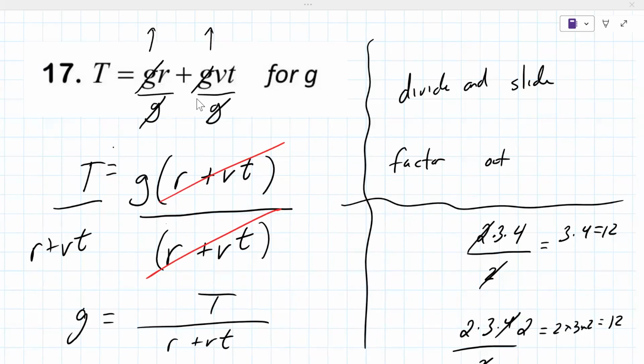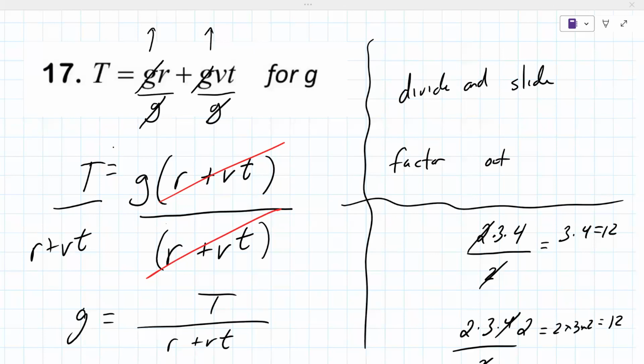These are called literal equations, 16 through 18. We definitely need some more practice on these if there's time, but that is up to you. I see 19 as being next. Does that look right to you? Yeah.